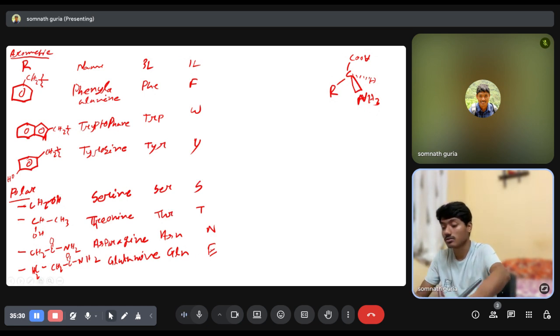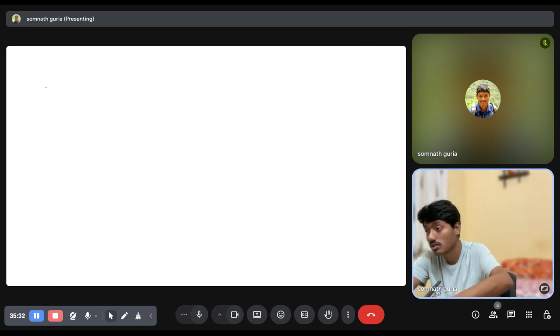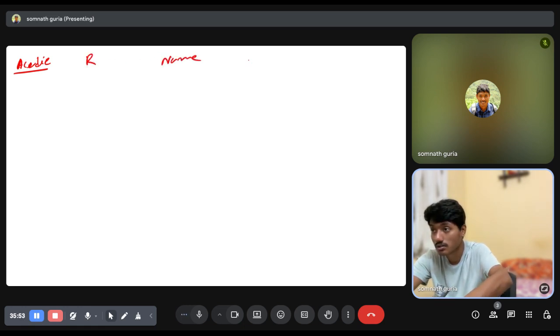Okay, so now coming to the next page. We are talking about some other acidic groups. This is the acidic group: acidic amino acids. The R group, name, three-letter code, one-letter code.